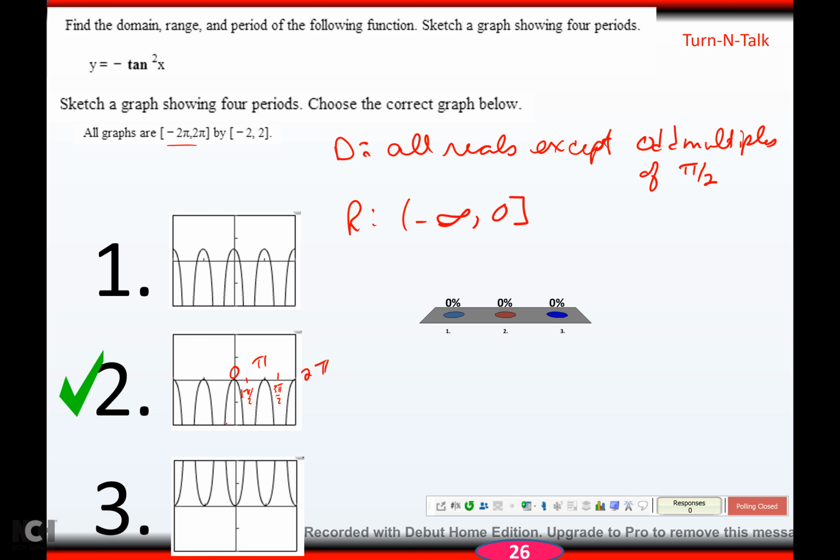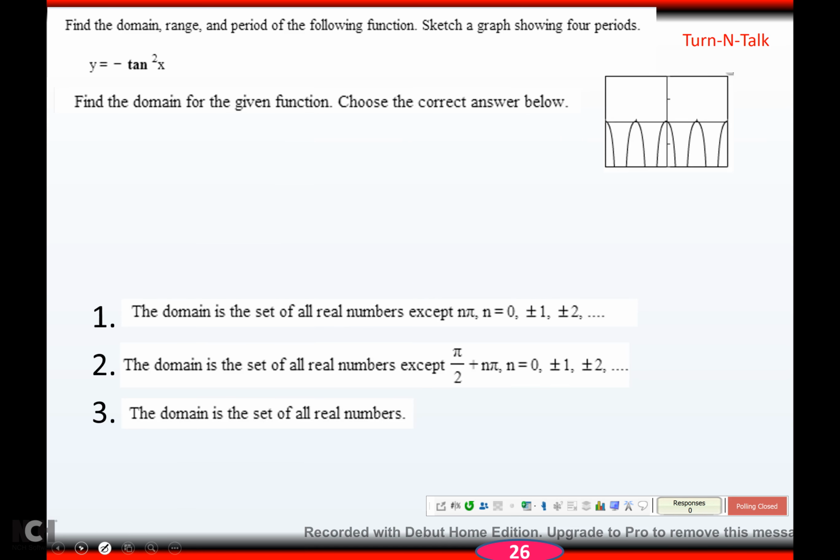And your period, it completes a cycle between here and here. That's a unit of pi units. Here to here, that's another pi units. Here to here, that's another pi units. So the period is pi. Alright, try this one. Come back when you're ready.